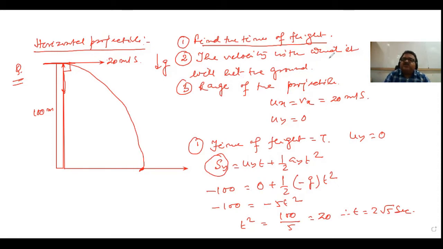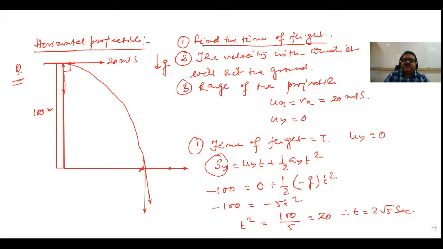Now, the velocity with which it will hit the ground, correct? So let me do one thing. Look, let me draw the velocity vector diagram. Suppose this is the diagram, correct? Now, when it reaches the ground, it has two components of velocity, one along this direction and the other along this direction.